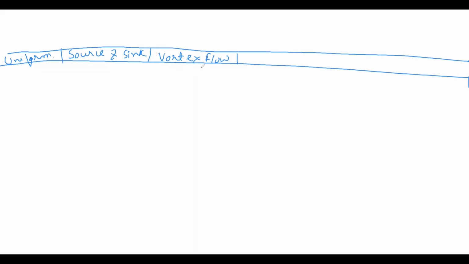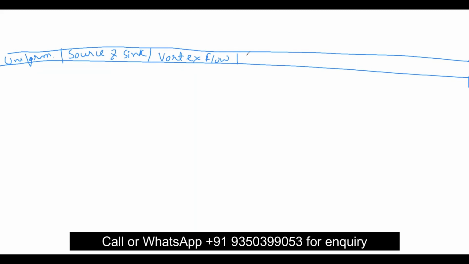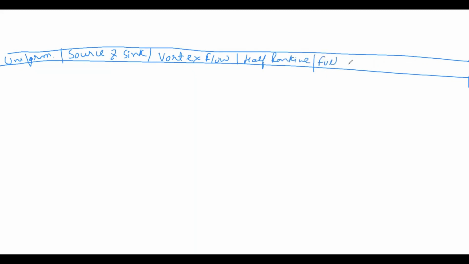Now after this we can say half Rankine oval, full Rankine, source-sink doublet, and many others. So remember this: 1, 2, 3, 4. These 4 flows are known as elementary flows. Elementary means basic flow.